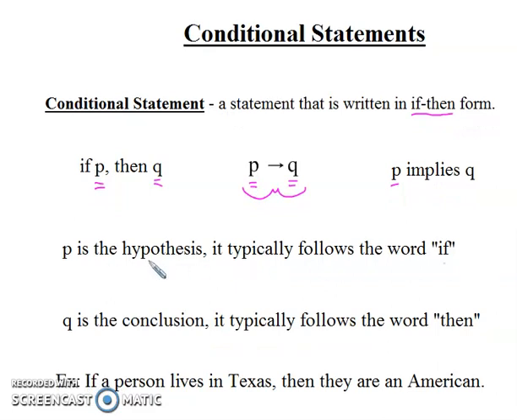So P is the hypothesis. It's not always, but typically it comes first and it follows the word if. Q is the conclusion, and it typically follows the word then and comes second in our statement. So in our example, if a person lives in Texas, then they are an American. A person lives in Texas is our hypothesis, then they are American is our conclusion.